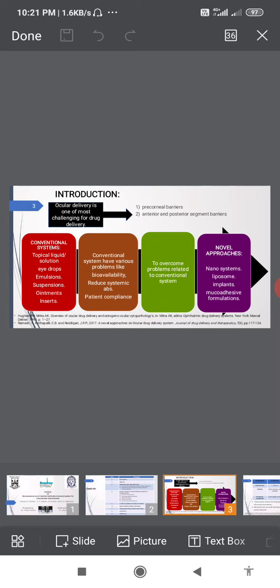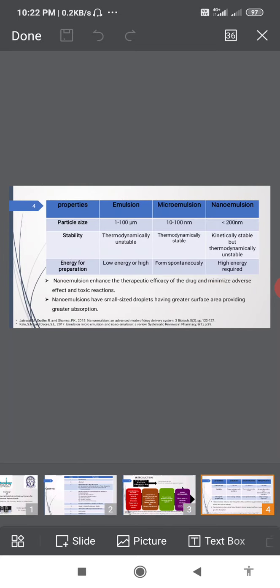First we developed the conventional systems for topical use: liquid solution, eye drops, emulsion, suspension, ointments and inserts. But these conventional systems have problems related to bioavailability and patient compliance, and in reducing the systemic absorption. So we approach a novel system, and these novel systems include nanosystems, which are nanoparticles and nanoemulsion-like systems, and also novel approaches like liposome, implant, and mucoadhesive formulations.